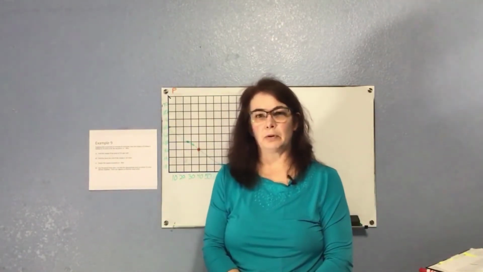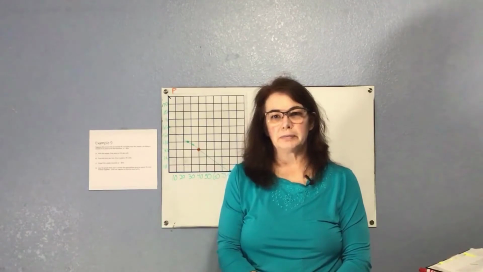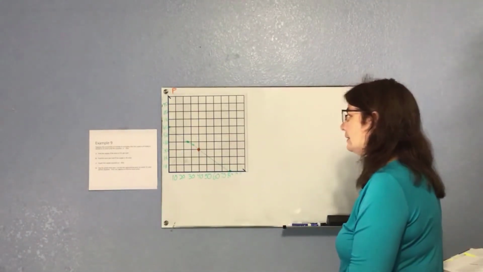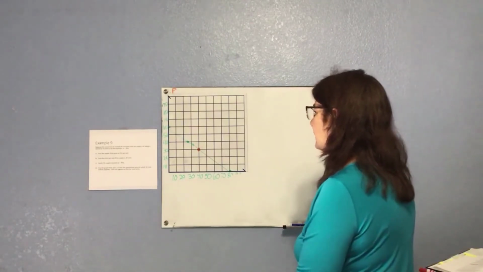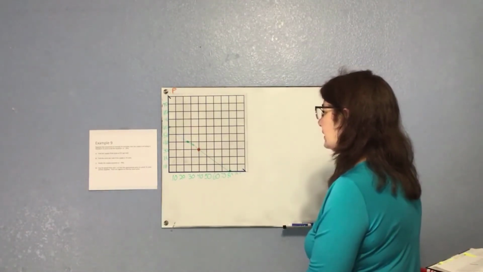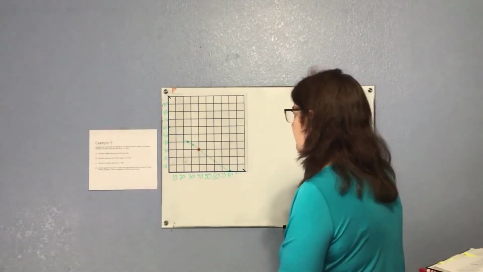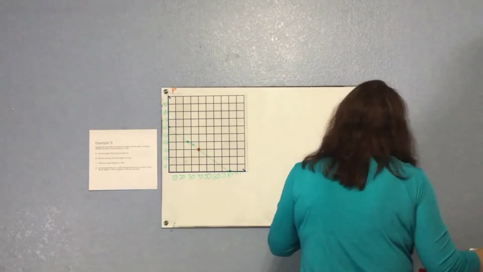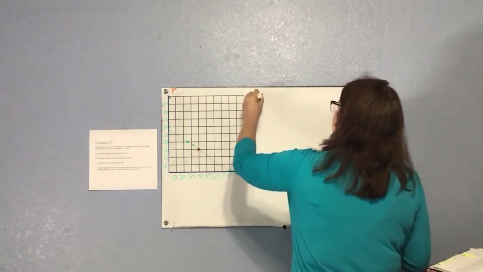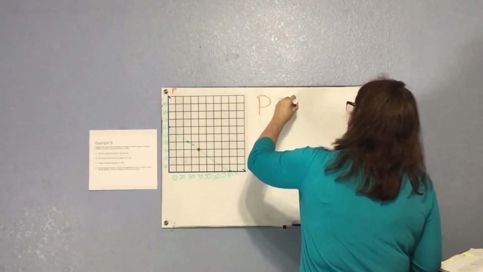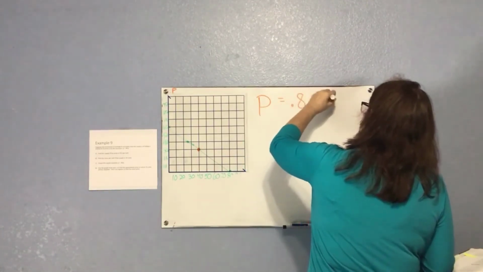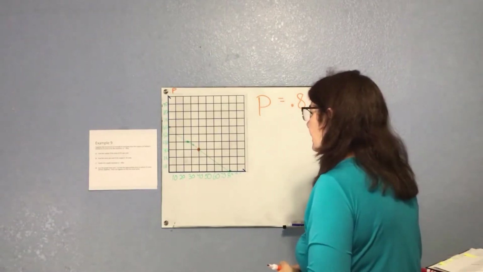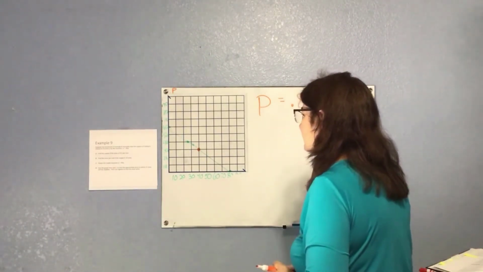In this example, we're going to continue on with the same situation we did in the last one. Suppose the economist in example 8 concludes that the supply Q of siding is related to its price by the equation P equals 0.85 Q. So let's write that down. Find the supply if the price is $51 per unit.